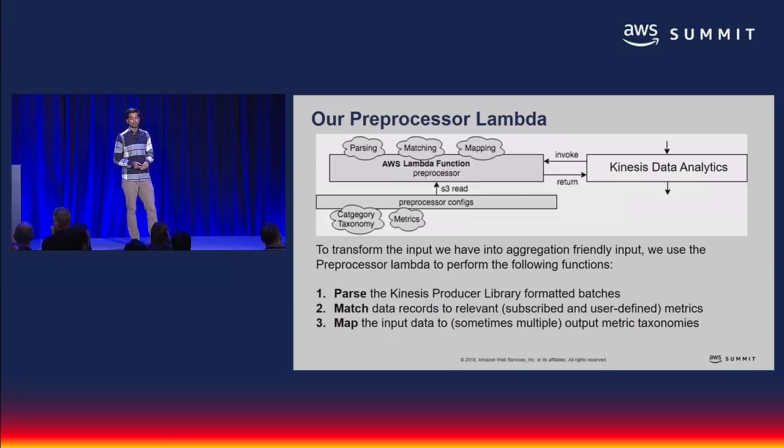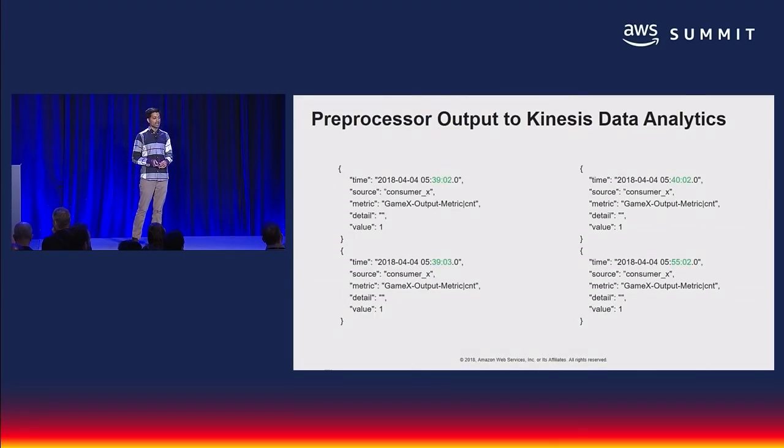And then the third thing that our Lambda does is it maps the input data to an output metric taxonomy, or the schema that I showed you earlier. And sometimes that could be multiple metrics. So going back to our example, the raw CSV entries you saw, after going through the preprocessor, are turned into these JSON blobs. And that's the schema that we wrote our Kinesis data analytics SQL around to make it aggregation friendly.